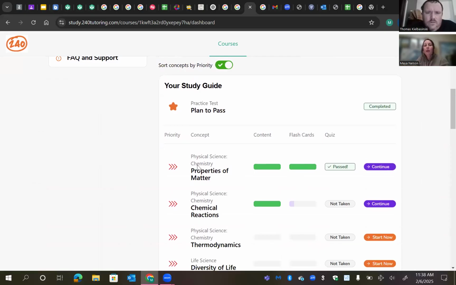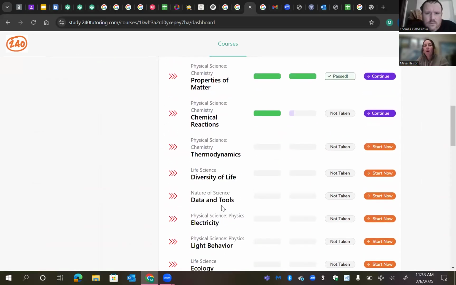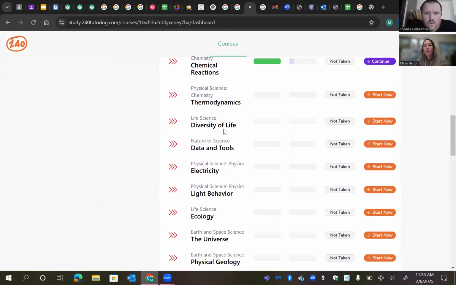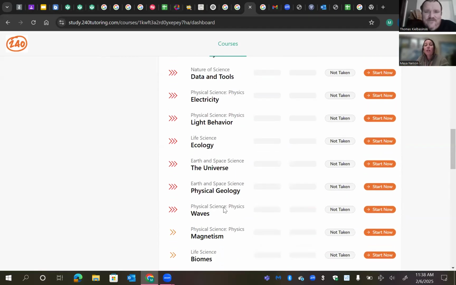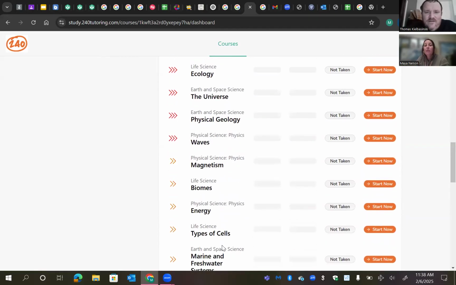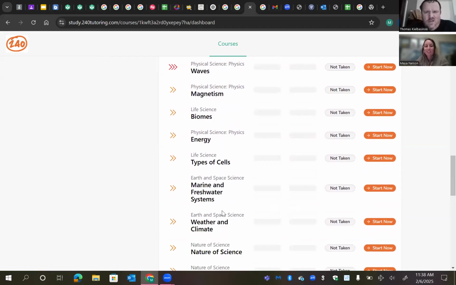I already went through physical science. I did that. I passed. I'm on this one, but I have all of these. I've got thermodynamics, diversity of life, data and tools. I know it's a lot. Electricity, light behavior, ecology, universe, physical geology, waves, magnetism, biomes, energy, types of cells, marine life.